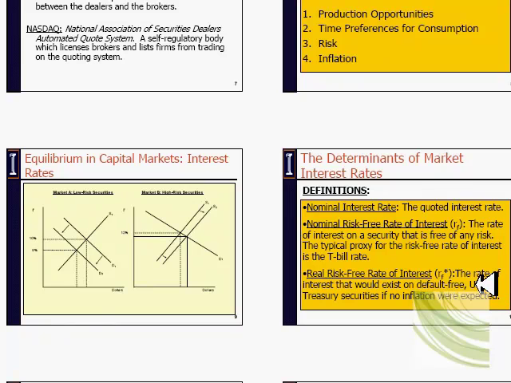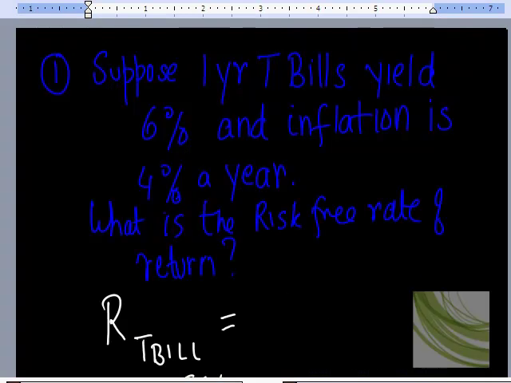So what I'm going to do now is go over some examples, and I will not lecture the whole chapter because we did that already. We will go over a few examples of the determinants of the market interest rate and what that is.